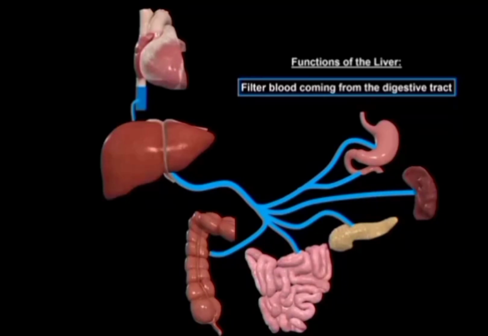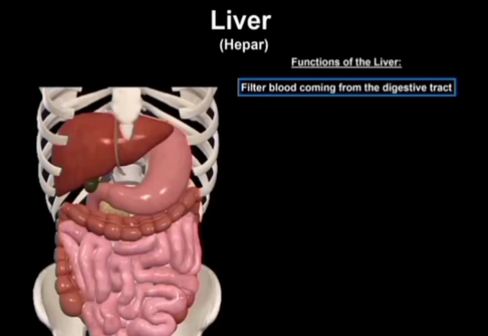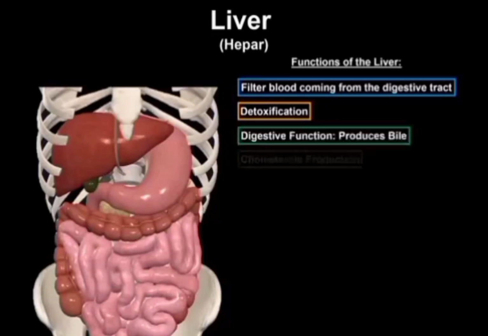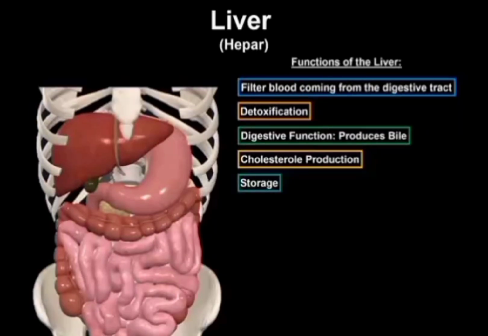Now, this is a very simplified scheme of the portal system, but I hope you get what I tried to tell you earlier, that it filters the blood coming from the digestive tract. The liver also detoxifies the body by transforming potentially harmful substances, such as drugs and alcohol, into harmless products to be eliminated in the bile or urine. It also produces cholesterol, which is used for the production of certain hormones and vitamin D. Many nutrients are stored in the liver as well, including certain fats and glycogen, and this glycogen can be used in case of a low blood sugar, for example. So it has many functions.